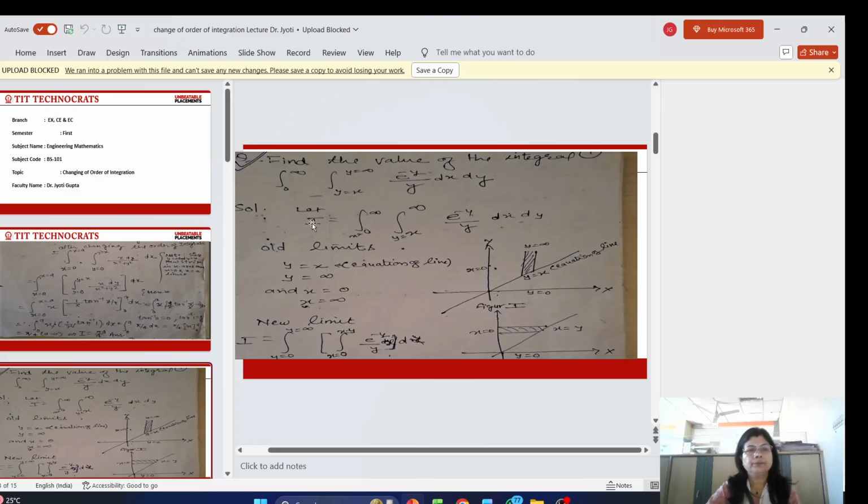So solution is, let I is equal to integration of 0 to infinity and y is equal to x to infinity e to the power minus y upon y dx dy. Here the lower limit of integration, that is y is equal to x, is a straight line equation. So old limits are given. Y is equal to x is the equation of a straight line, and y is equal to infinity is the upper limit, and x is equal to 0 and x is equal to infinity is the upper limit.